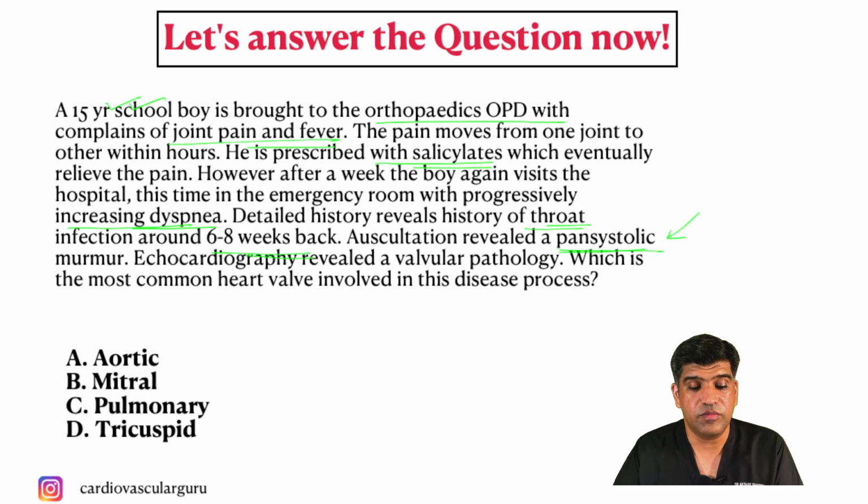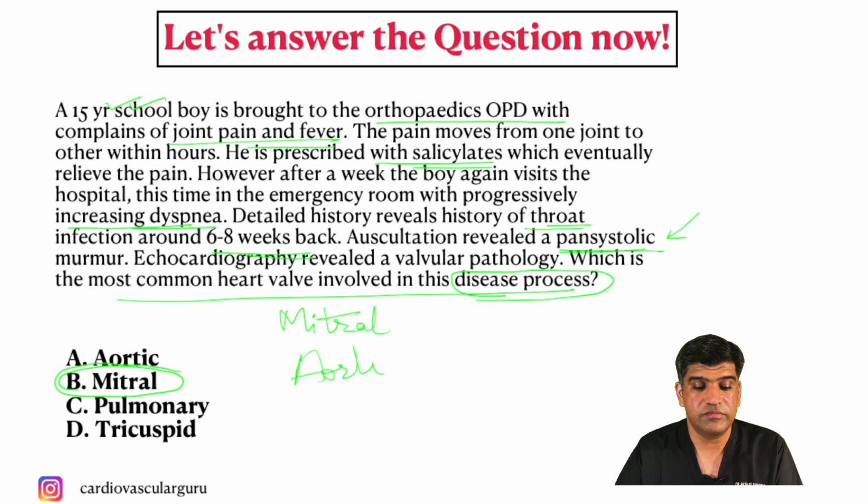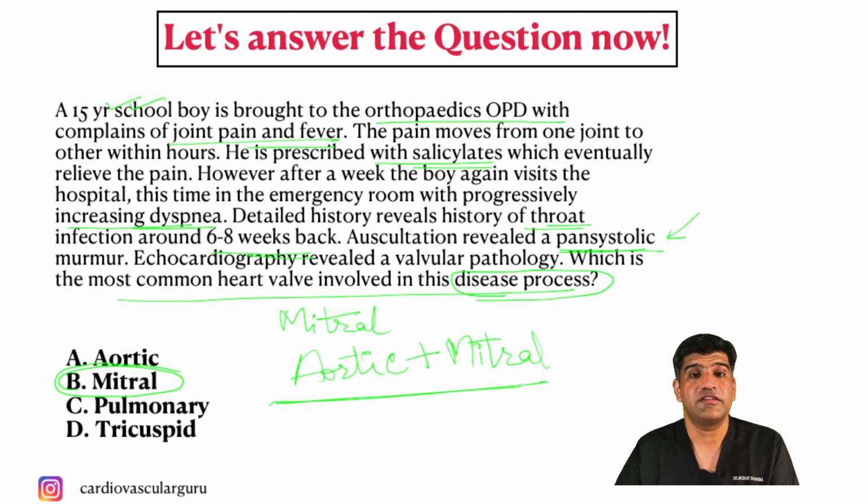So which is the most common heart valve involved in this disease process? Now we have identified this disease process as acute rheumatic fever, and we are talking about rheumatic carditis. So the most commonly involved valve is B choice, mitral. I'll again stress here, the most commonly involved valve is mitral, followed by aortic plus mitral. If there is no option of aortic plus mitral, like in this question, then the second most commonly involved, you will mark it as aortic.